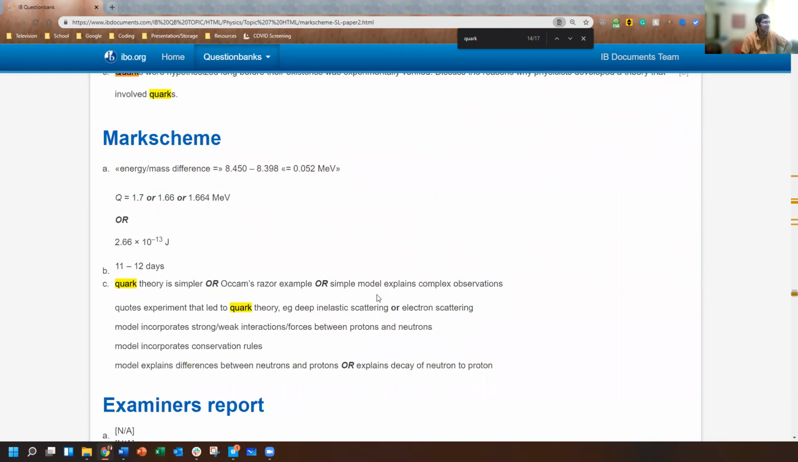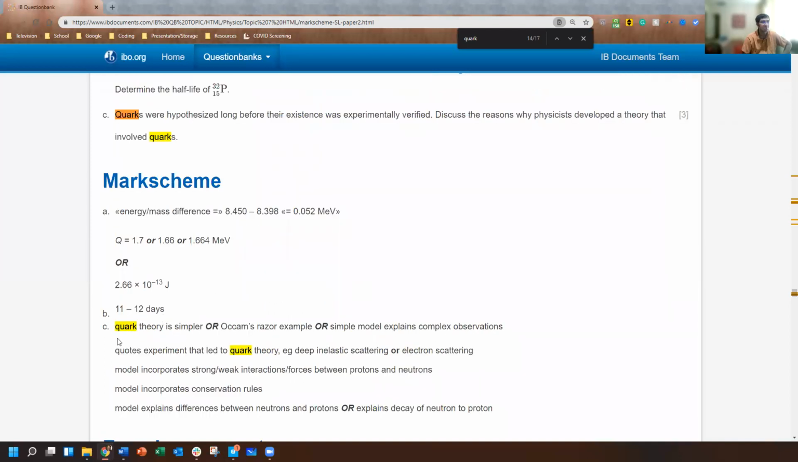Occam's razor. What? This is a very weird explanation. Quark theory is simpler, or a simple model explains complex observations. So basically, they were just looking for a simpler theory. Okay, so apparently that's a reason. So one is that quark theory is simpler. And oh, good, we talked about conservation rules. Maybe we would have gotten one of the 3 points. Model incorporates conservation rules. Quark theory is simpler would have been another point, I guess.